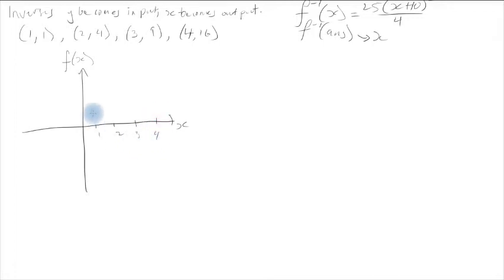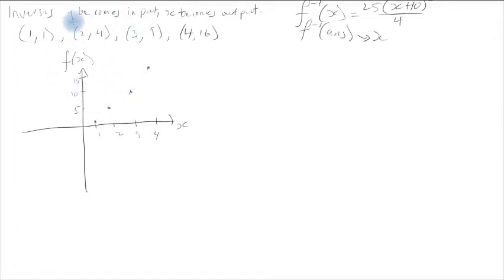Okay, so 1 gives 1, that's here somewhere. 2 gives 4. 3 gives 9. And 4 gives 16, way up here. Okay, so there are our 4 points.